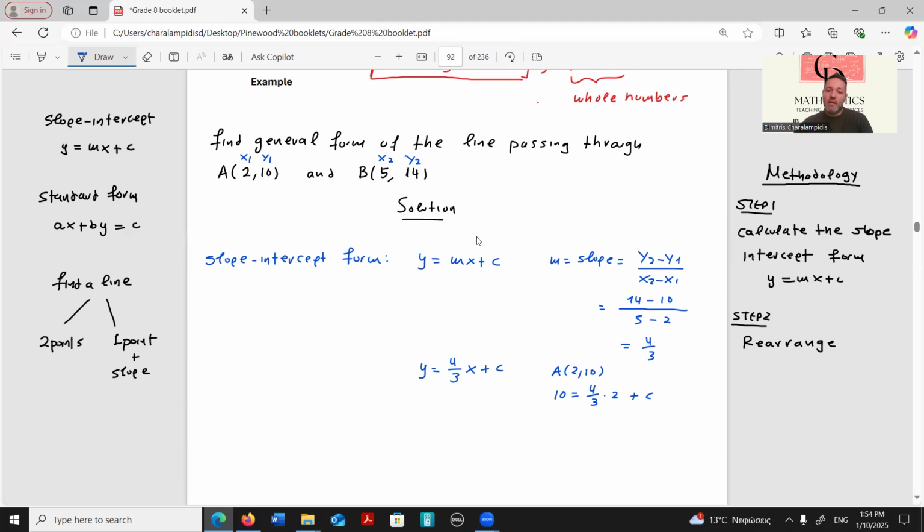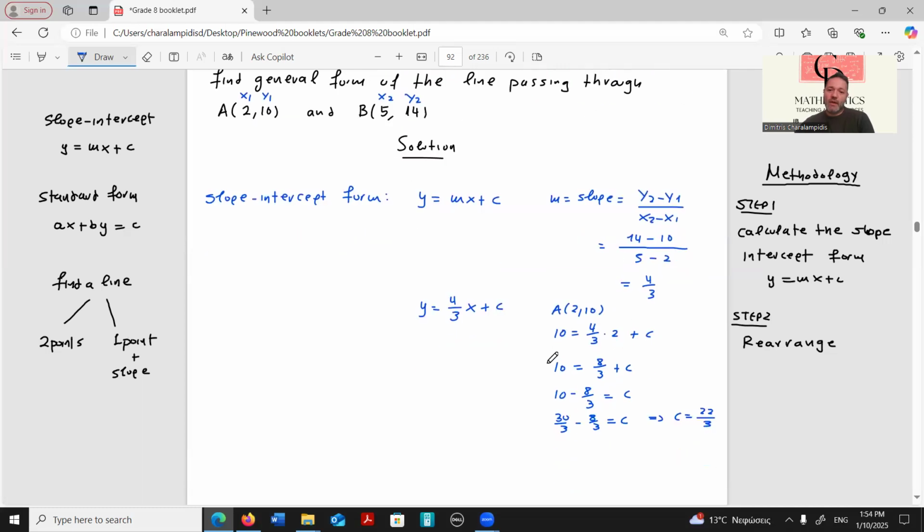So this means that what I have in front of me, 4/3 times 2, which is 8/3, plus c, is true, which means that 10 minus 8/3 is c, which means that c is 22/3. So now we know that y is 4/3 x plus 22/3.